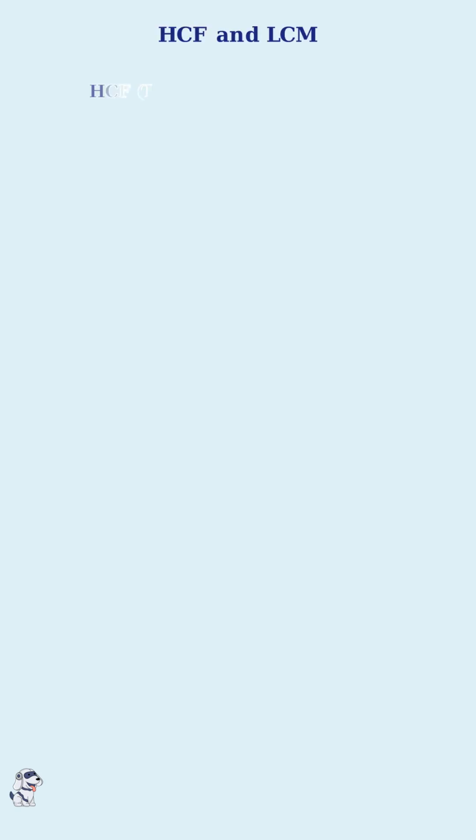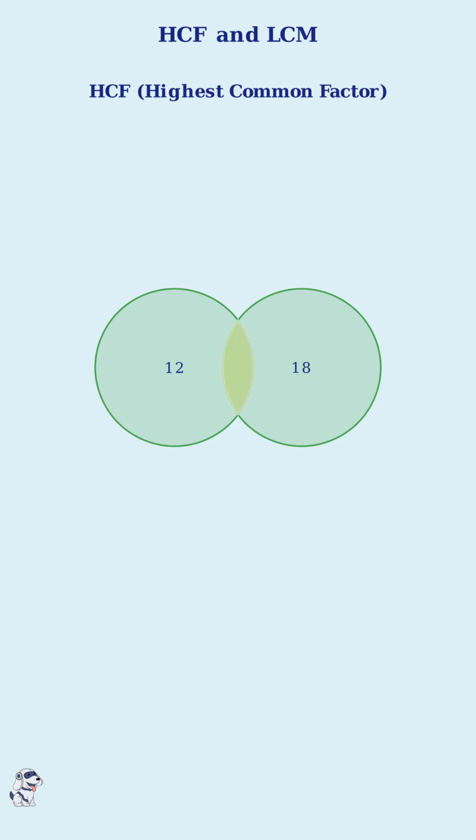The highest common factor, or HCF, is the largest number that divides evenly into 2 or more numbers. Think of it as the biggest number that both numbers share as a factor. Using a Venn diagram, we can see the factors of 12 and 18. The overlapping region shows their common factors, 1, 2, and 3. The largest is 6, so the HCF of 12 and 18 is 6.